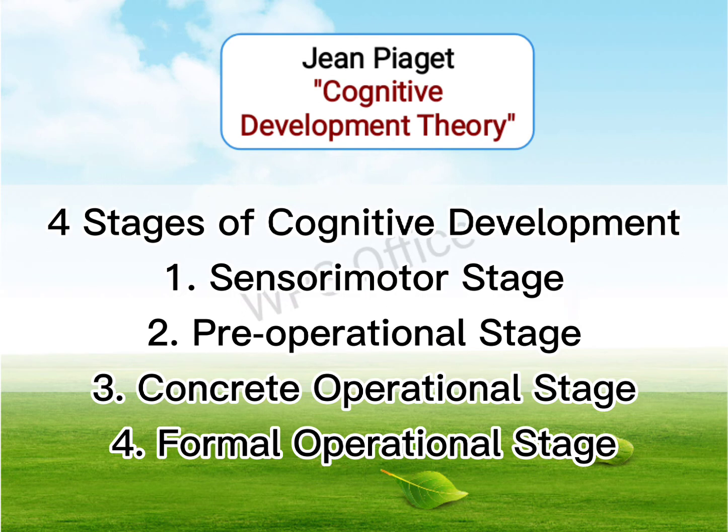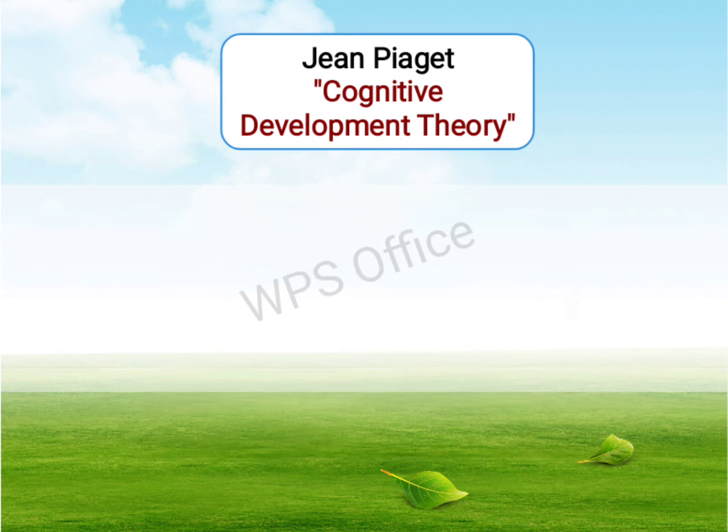The last stage is the formal operational stage, a period between age 12 to adulthood when people develop the ability to think about abstract concepts. Skills such as logical thought, deductive reasoning, and systematic planning also emerge during this stage.